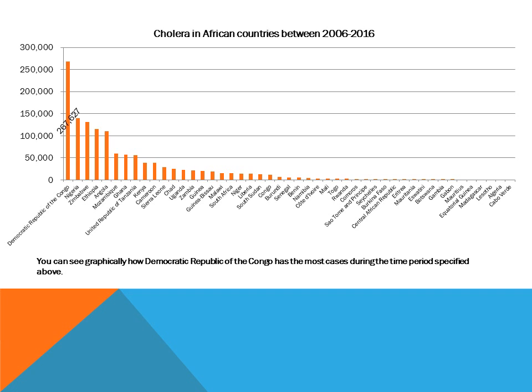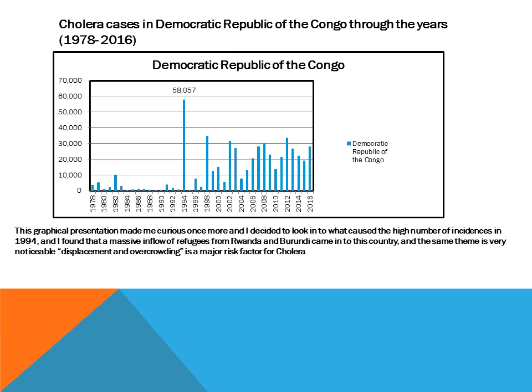So I wanted to know which country from the African region had the most cholera cases between 2006 and 2016. And that country was the Democratic Republic of the Congo. You can see graphically how this is the country with the most cases, 267,000. And similarly to what I did with the region of the Americas, I wanted to do with this country, the Democratic Republic of the Congo.